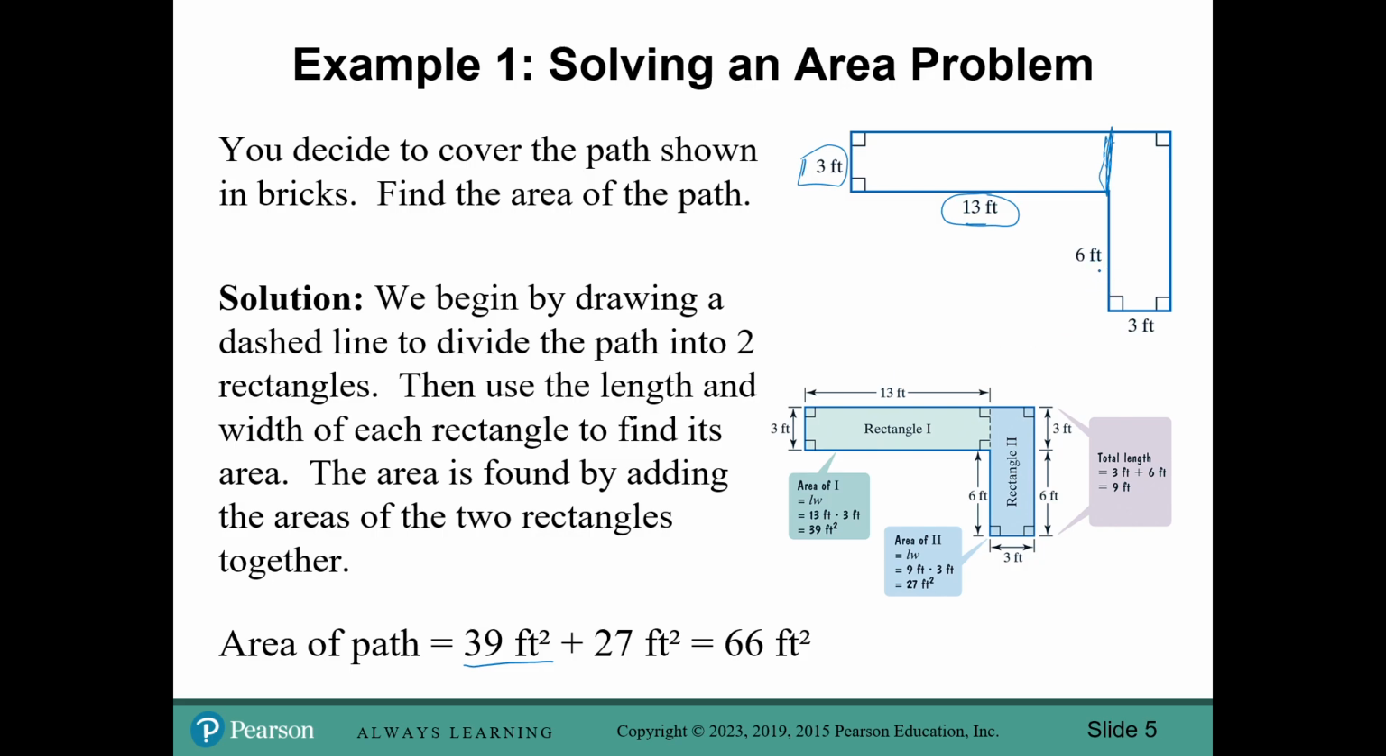Now rectangle 2 might be a little bit trickier. You've got a 6 feet here and a 3 feet here, but that 6 feet doesn't span this entire distance. We have to add this distance that closes the rectangle in. That distance is 3 feet, so we're really doing 6 plus 3, which gives us 9. We're looking at 9 feet by 3 feet for that rectangle. 9 times 3 is 27. So 39 feet squared plus 27 feet squared gives us a total of 66 square feet on our path. Easy enough.